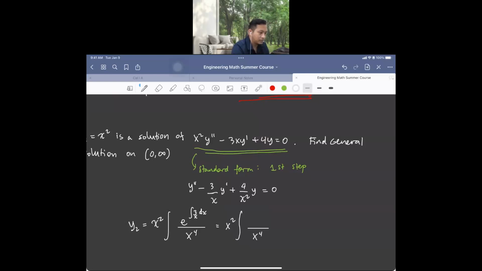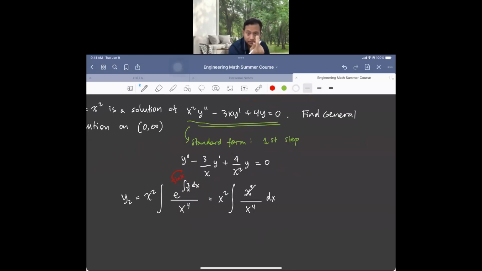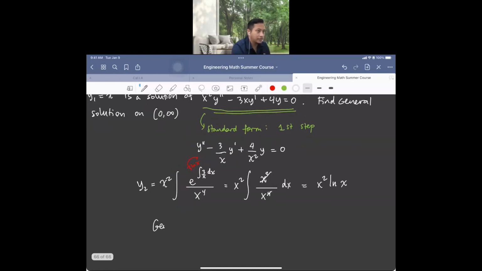Now this becomes... remember that this is still inside. So e to the 3 over x is our ln x, 3 ln x, right? This becomes 3 ln x, and this becomes ln x cubed. Or we can say that this is x cubed, and still it has dx. So we need to integrate twice, okay? And then we need to integrate one more. So this is 1 over x. This will be x squared ln x. Okay.